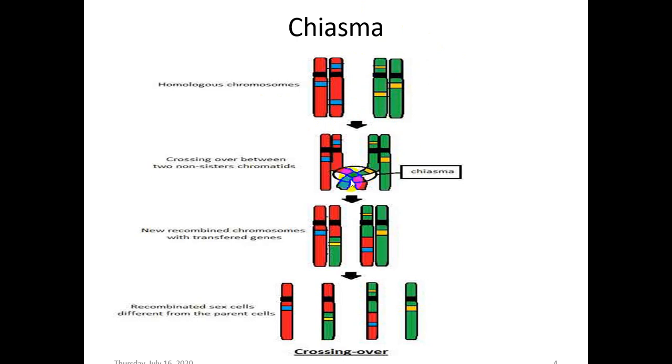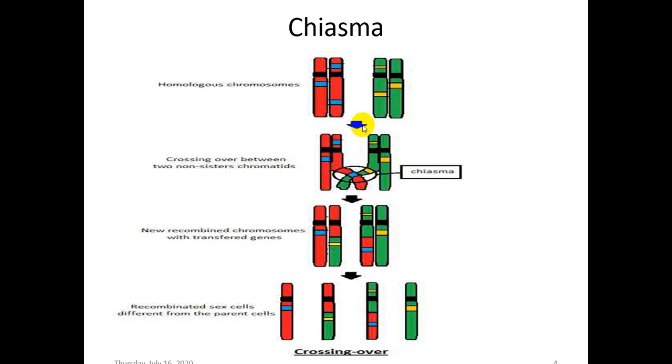So part of the green, here they are crossing, and this is called chiasma. And here they will have some exchange later on. So part of the red goes to the green and part of the green goes to the red. So crossing over between 2 non-sister chromatids.